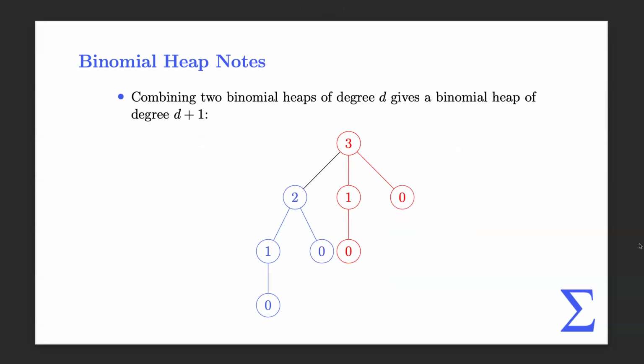And interestingly, if you combine two degree D trees, you get a degree D plus 1 tree. So these are each degree 2, and you combine them and it's a degree 3.